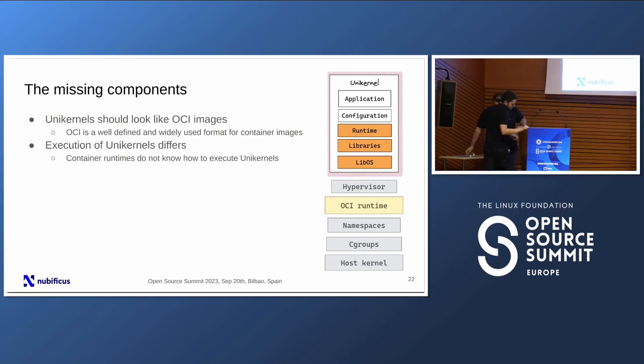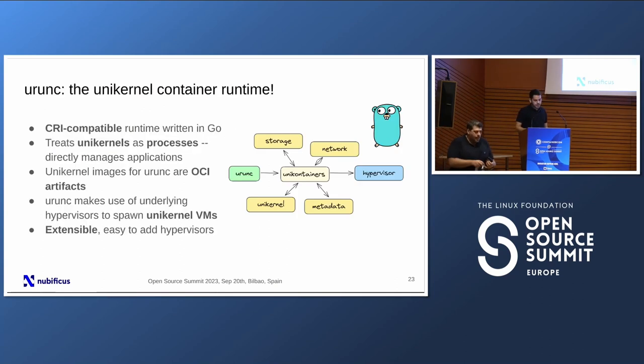Thank you, Tassos. Hello, everyone. So we came up with urunc, which is a container runtime built specifically for unikernels. It's CRI compatible. It's written in Go. The way it handles unikernel VMs is like processes, so it directly manages the application. It uses OCI images for the unikernels, and it makes use of underlying hypervisors to spawn unikernel VMs. So it's easy to add more hypervisors, making it extensible.